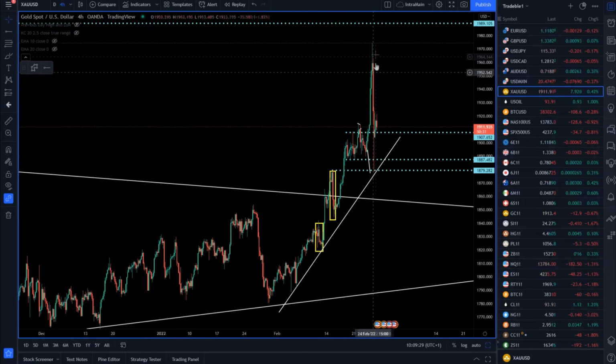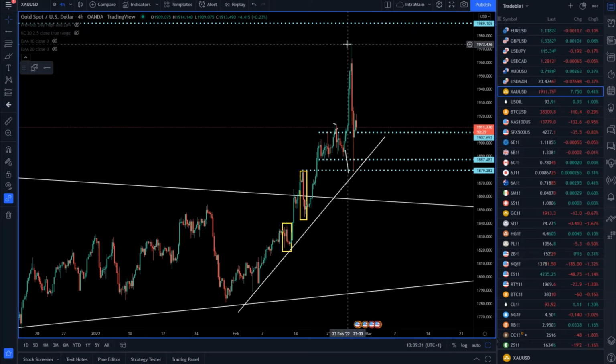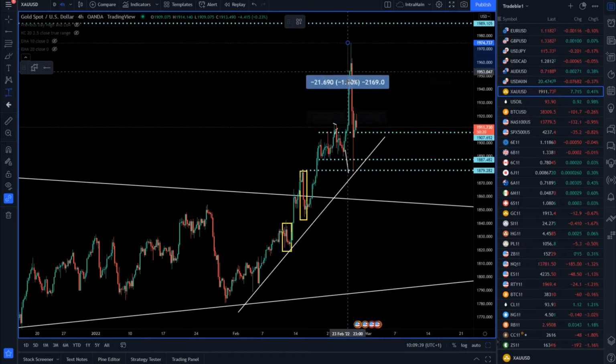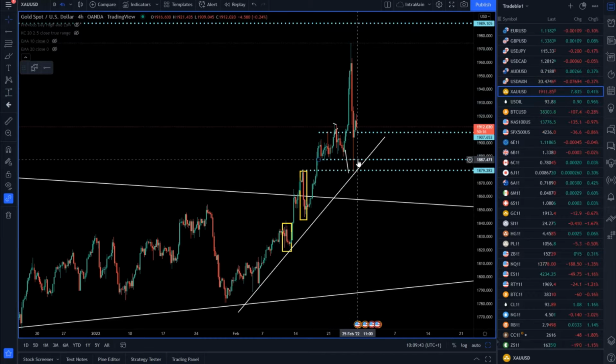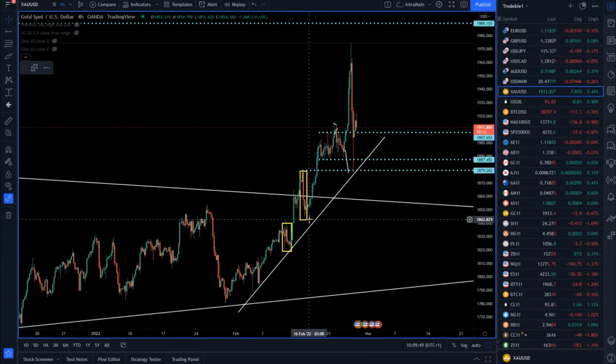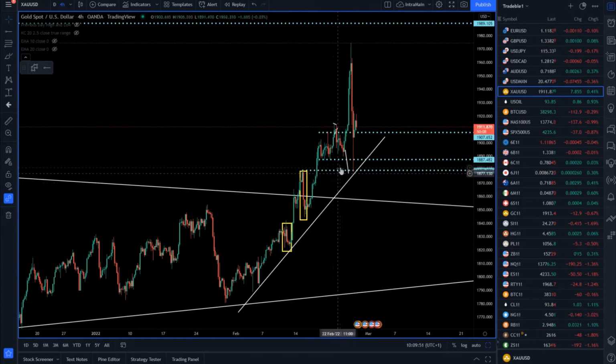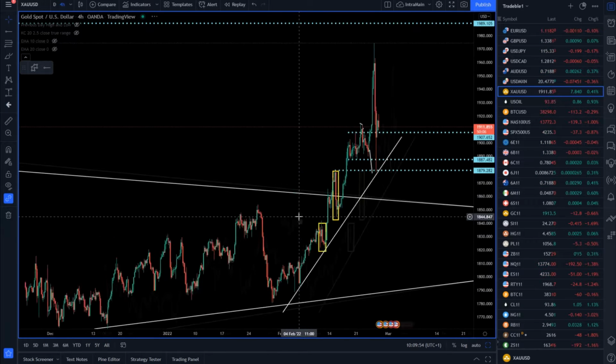Speaking of the gold, there was a big drama on the gold. Basically the market went all the way to 1973 and there was a big sell-off all the way down to 1879. So that's quite a big aggressive sell-off, almost 5% back down. So it was a very big noise here, and the market didn't break this upper trend line that we got here.